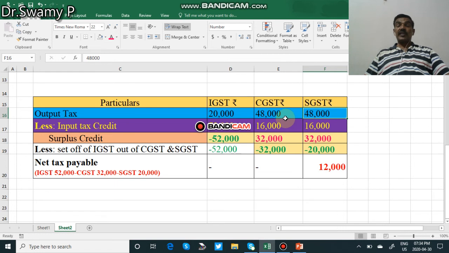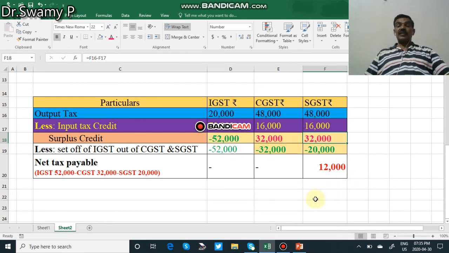Similarly, 48,000 is the output tax collected, but she has paid lesser than that. She has paid 16,000 rupees each as input tax. Therefore, she has to pay 32,000 rupees each of CGST and SGST to the government. So 32,000 rupees is the tax liability. But since there is a surplus of IGST, IGST will be adjusted against CGST and SGST.